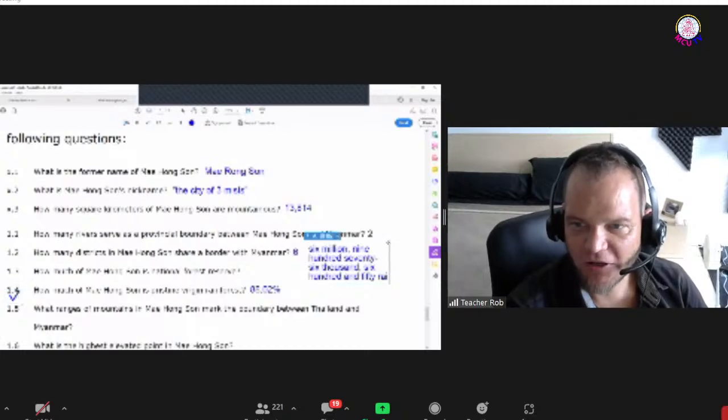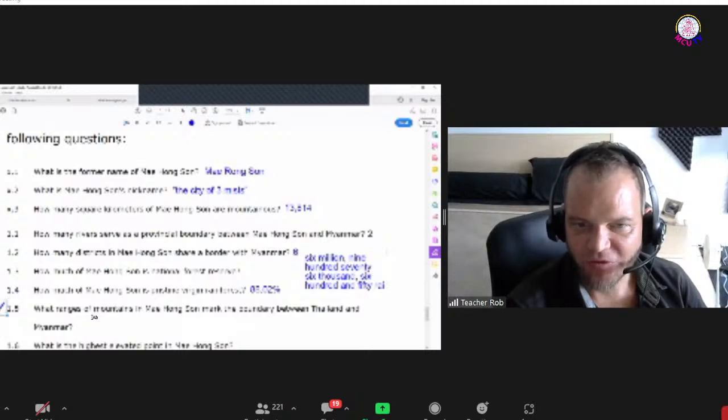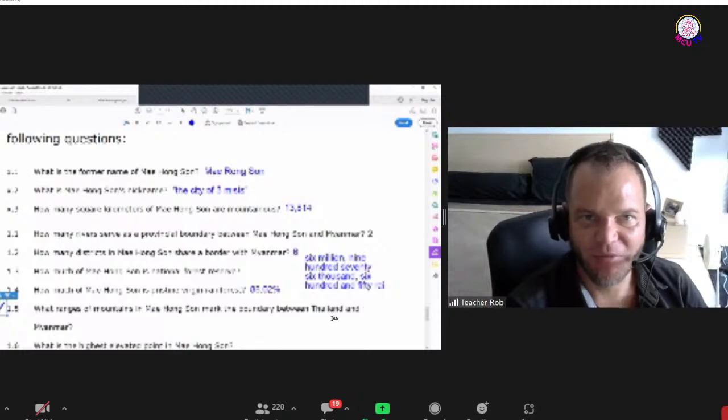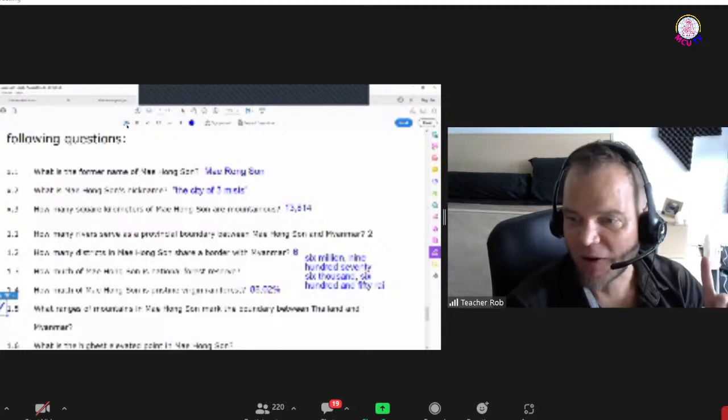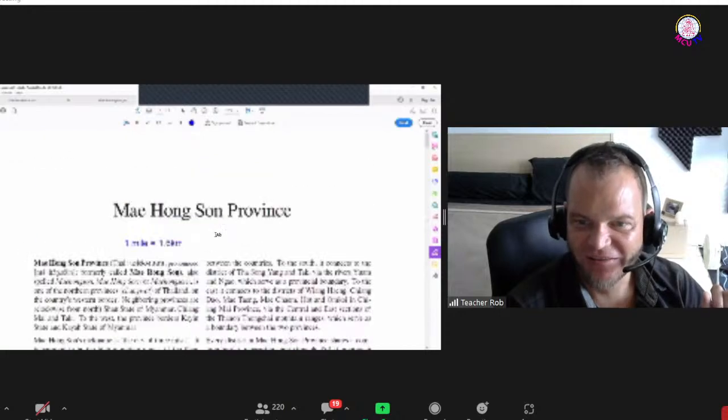Now, the next one is number 1.5. What ranges of mountains in Mae Hong Son mark the boundary between Thailand and Myanmar? There's more than one mountain range, and I think we read about them. So I believe it is.